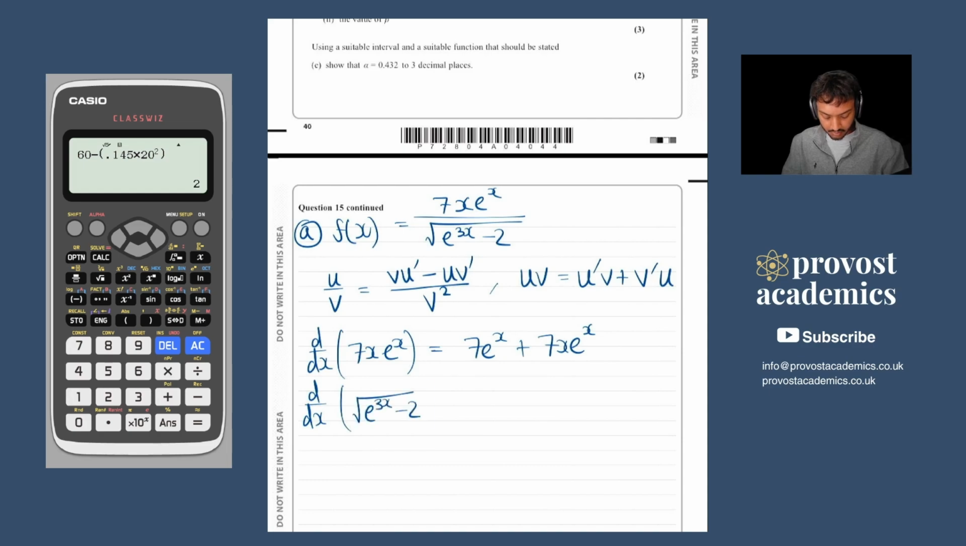square root of e to the 3x minus 2, so that would be a half of (e to the power of 3x minus 2) to the power of minus a half, times 3e^3x. And that one's coming from using the chain rule. Okay, so firstly, I think what I should say is this thing raised to a power of a half, right? You bring down the power, take away 1 from the power, then you differentiate what's inside of the brackets.